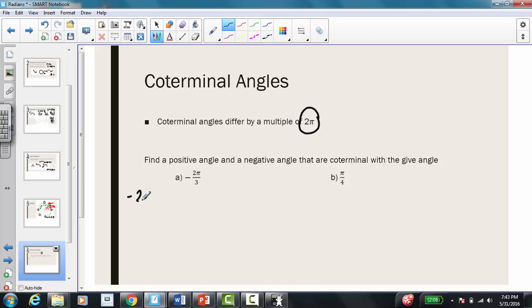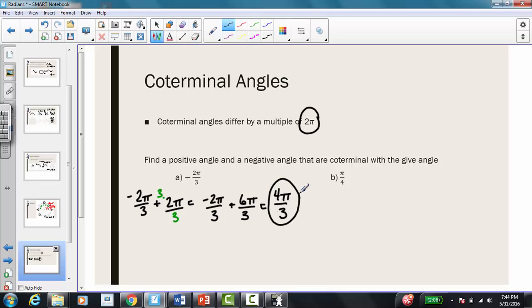So we're going to have negative 2 pi over 3, and then we're going to add or subtract multiples of 2 pi. So here I need to get a common denominator. So I'm going to multiply top and bottom by 3. That's going to get me negative 2 pi over 3 plus 6 pi over 3, which simplifies to 4 pi over 3. So this is a positive angle that is coterminal to negative 2 pi over 3.